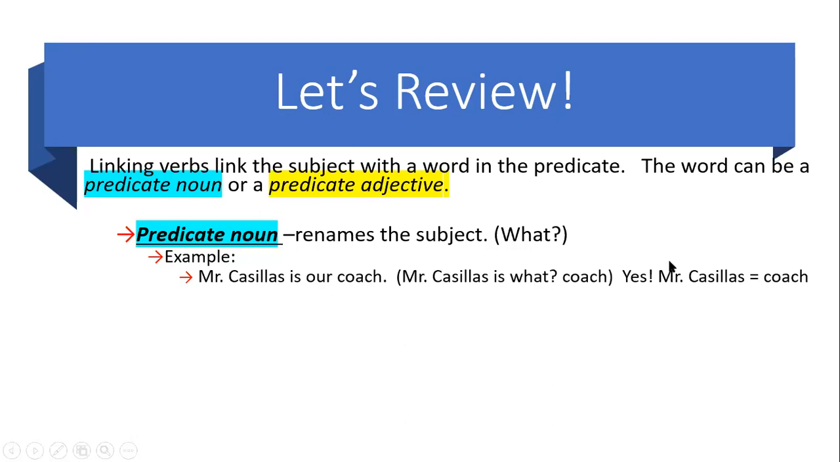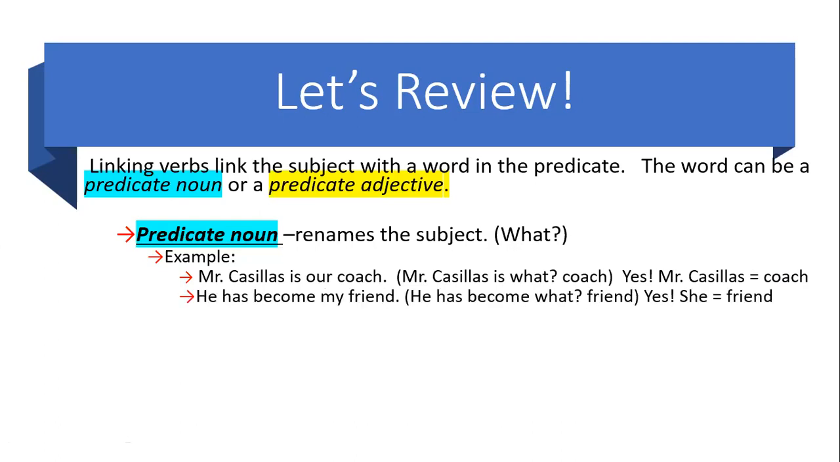Also, if you do the example, like I told you before, the noun has to equal the subject. If we put Mr. Casillas equals coach, if that makes sense, then not only is it acting as a linking verb, but the word coach is a predicate noun, okay, because it's renaming the subject.